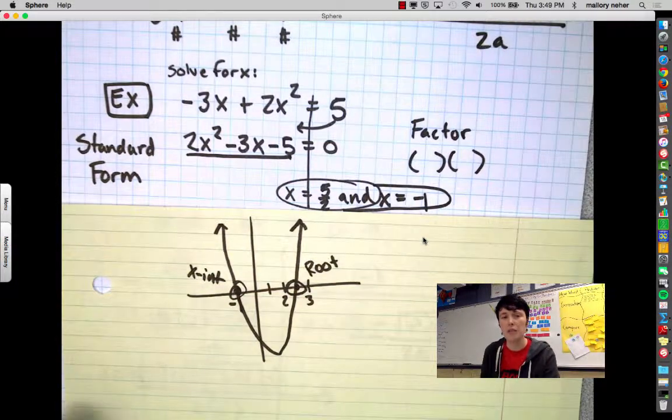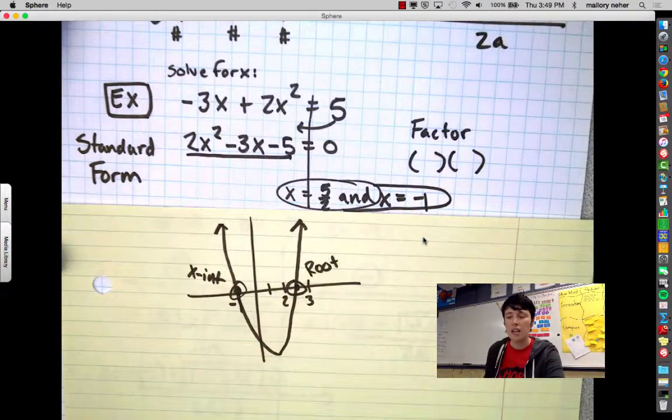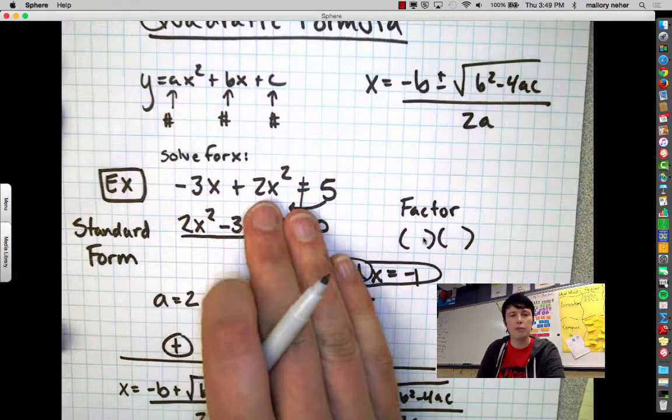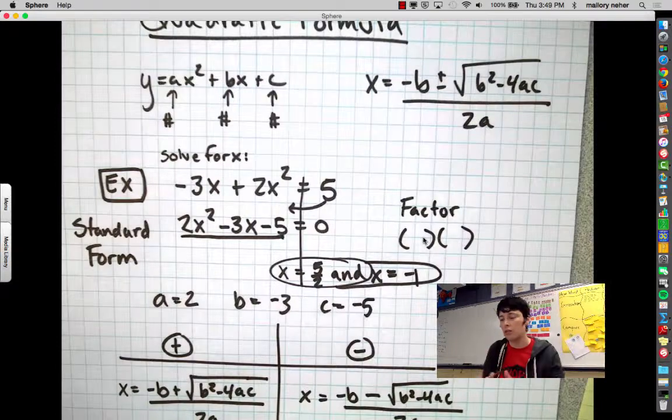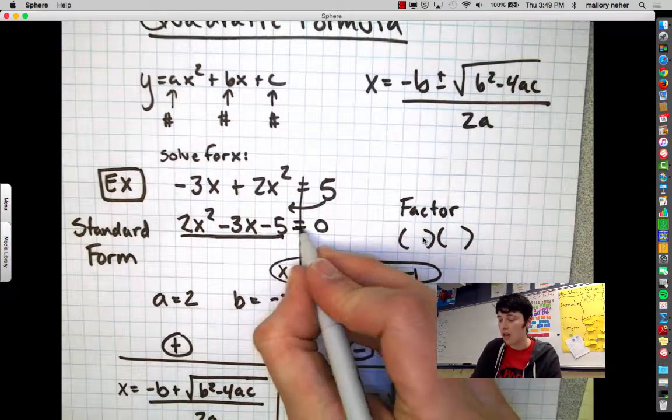Okay, so I hope that helps. The big idea of this video was that at the very start, when you're given a problem, be sure to rearrange it so that the ABCs go in the right order and it's always equal to 0.